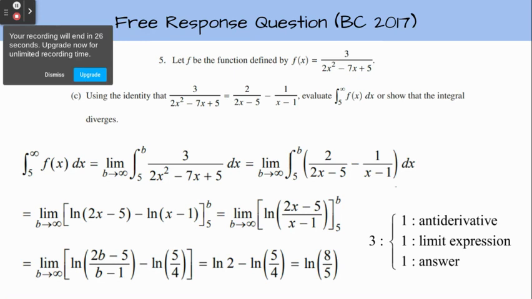So just remember when you are evaluating improper integrals with an infinite bound, multiple choice, just do it how you normally would. You don't have to worry about the limit or anything since you're just bubbling in an answer sheet. But when you do an FRQ and you're showing your work, you have to put the limit in front.